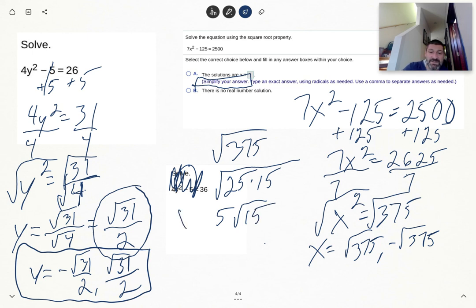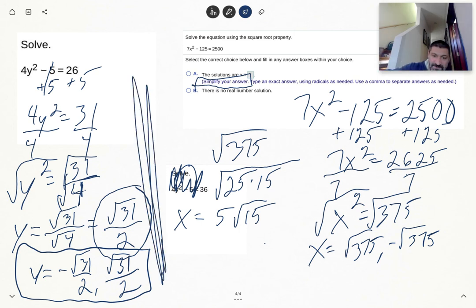And my x is equal to that. And I'm done. Don't forget your negatives. So it's equal to 5 square root of 15 and negative 5 square root of 15.